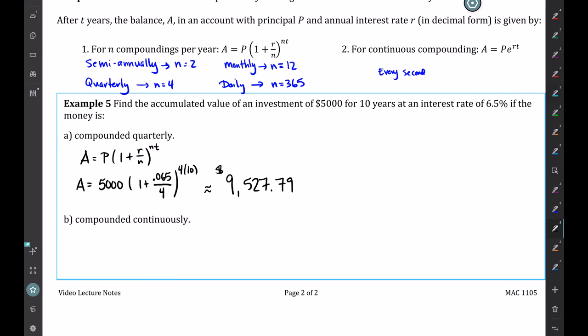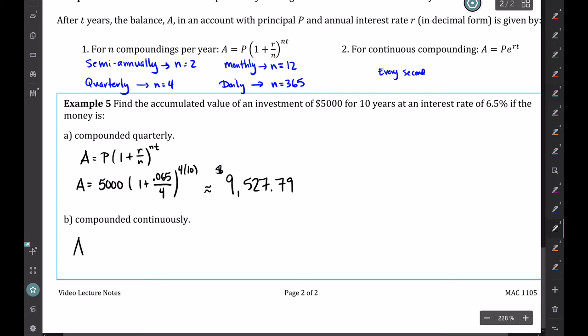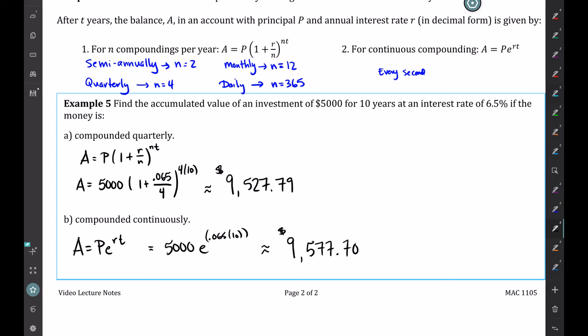Okay, so now if the money is compounded continuously, you get a slightly different formula. It's a little bit cleaner. It's just A equals Pe to the rt. And again, this is like it's compounded every second or millisecond. So that would be 5,000 times e to the 0.065 times 10. And if you plug that into your calculator, you should get $9,577.70.